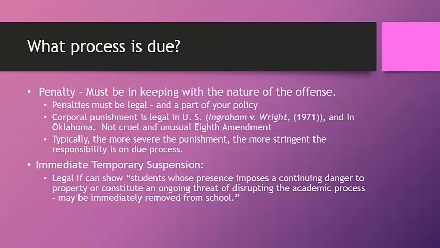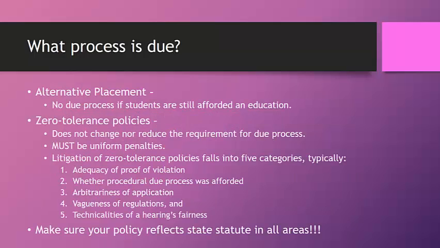Immediate temporary suspension. If a student does something and you're going to suspend them immediately, the courts have ruled this is legal, if you can show the student's presence imposes a continuing danger to property or constitutes an ongoing threat of disrupting the academic process. That student may be immediately removed from school. And typically what we're talking about here is probably fighting. When students are fighting, you can bring them into your office and suspend them at that moment. There are going to be other steps involved, but the courts have ruled that it is legal to suspend them at that moment. A few more things here with what process is due, dealing with penalties.